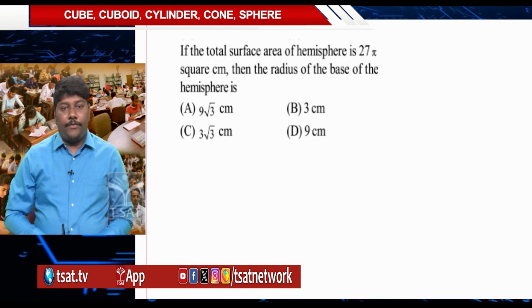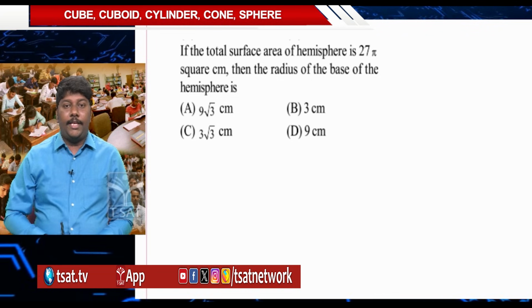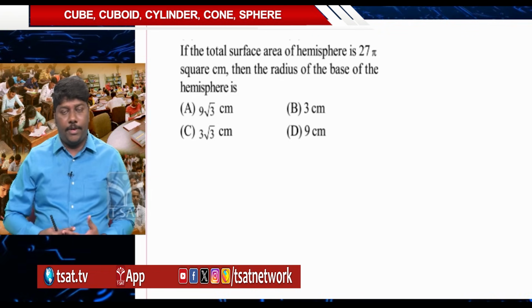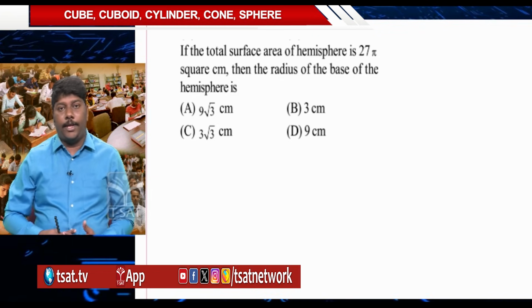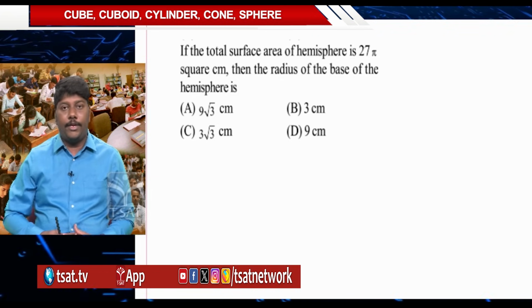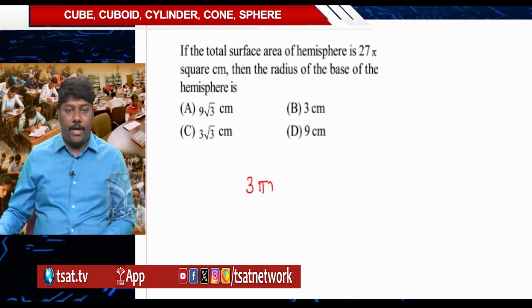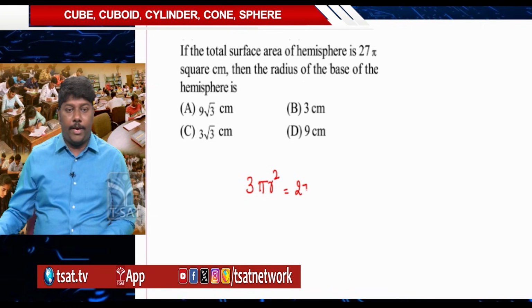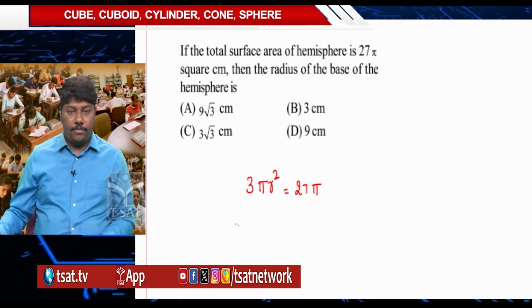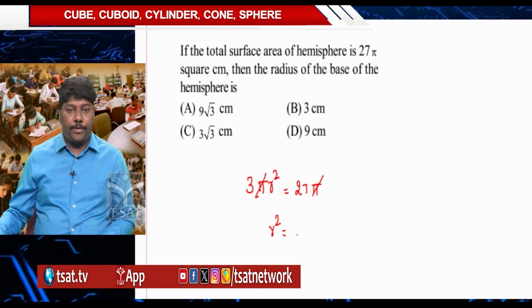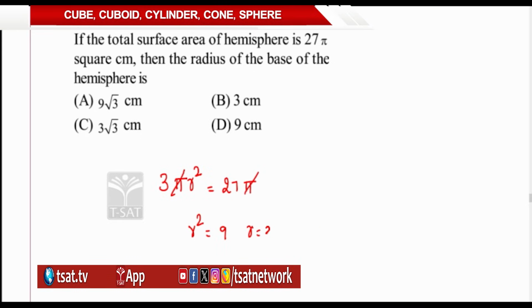Here the total surface area of a hemisphere is 27 pi. We know the curved surface area of a hemisphere is 2 pi r square, because it is just 2 circles we take, and when it comes to total surface area, we take 3 circles, which is 3 pi r square. 3 pi r square is equal to 27 pi, pi cancelled. Therefore r square is equal to 9, r is equal to 3. So base radius of the hemisphere is 3 centimeters. That's what is being asked there.